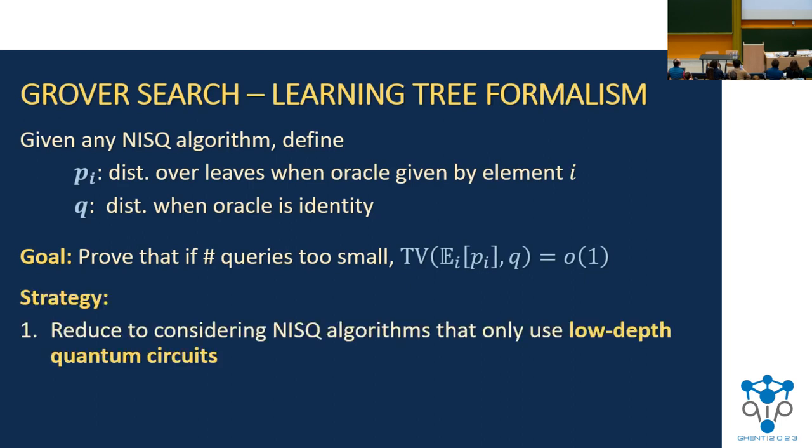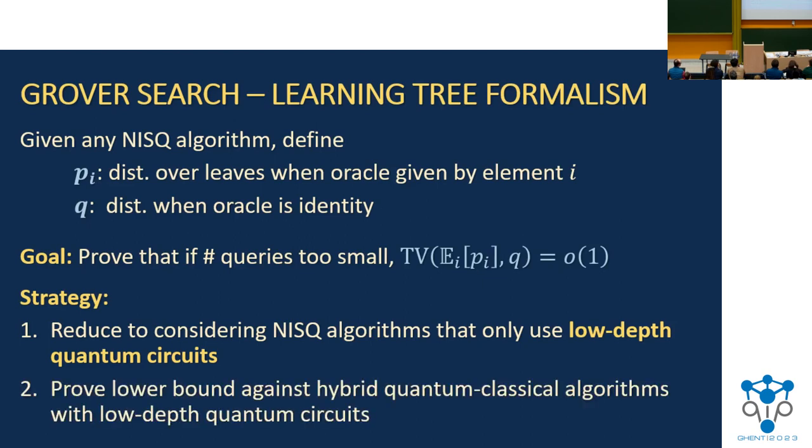Okay? So here's the strategy. The idea is, first we're going to formalize this notion that NISQ algorithms can essentially only implement bounded depth computation. And once we've reduced to bounded depth computation, we're going to prove a lower bound against low depth quantum circuits, even in the absence of noise. Okay, and that's the whole proof strategy.